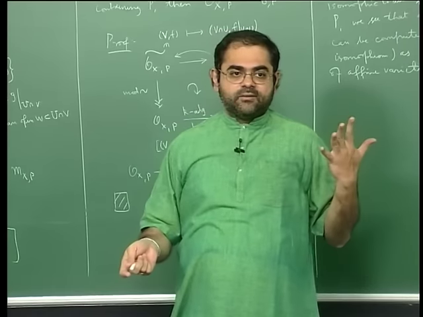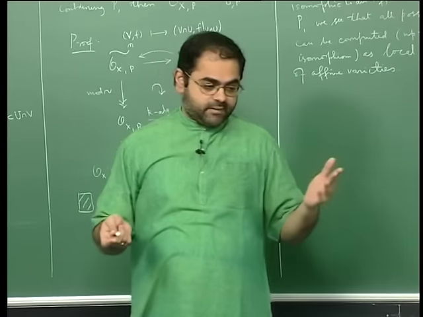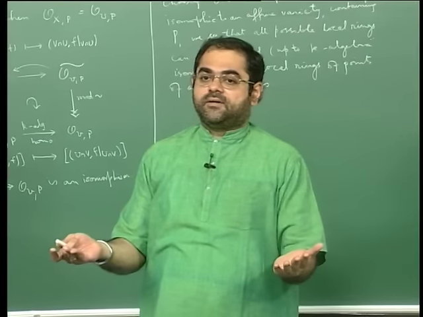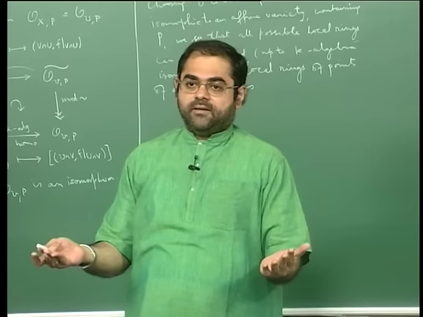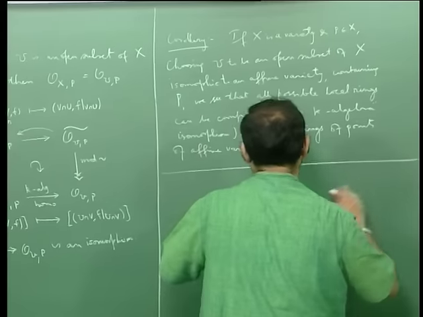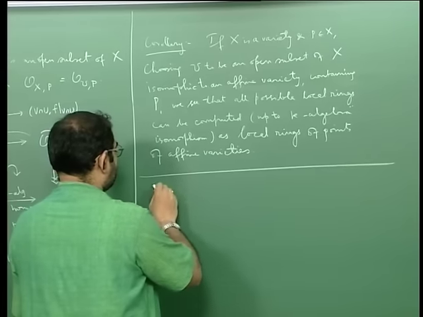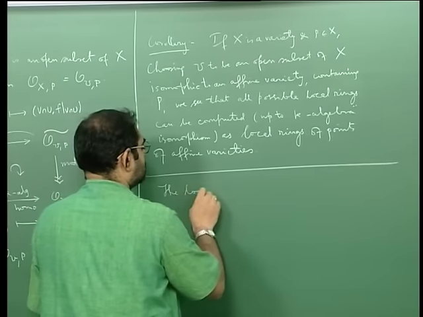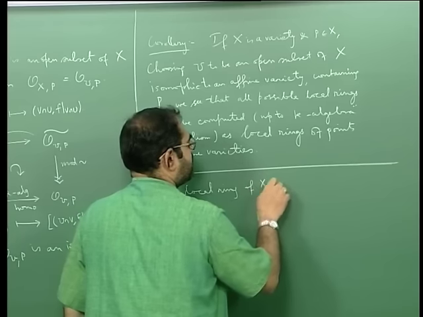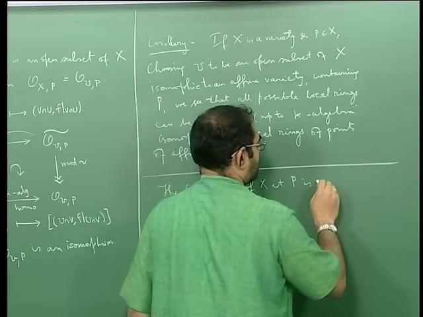You will get it automatically because the isomorphism will be induced by the pullback of functions. So let me write that, maybe I should have said that before this. Let me say that the local ring of X at P is an invariant.